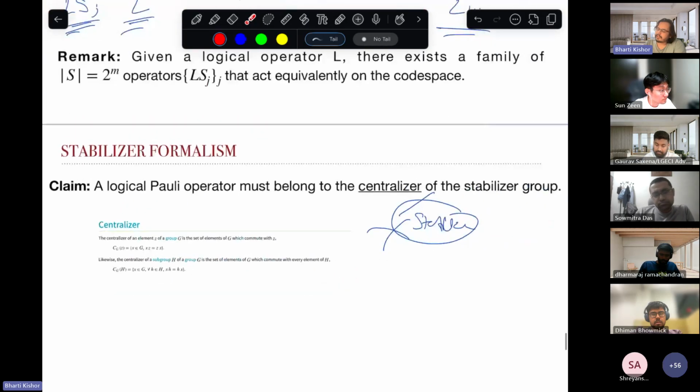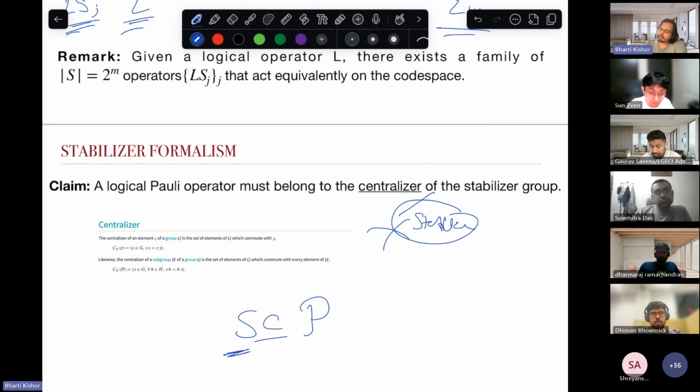So we have this Pauli group, and then we have this stabilizer group, which is a subset of the Pauli group. And you look at the centralizer of the stabilizer, but those operators should be in the centralizer, and they should not be in the stabilizer. If that is the case, then you call it a logical Pauli operator.